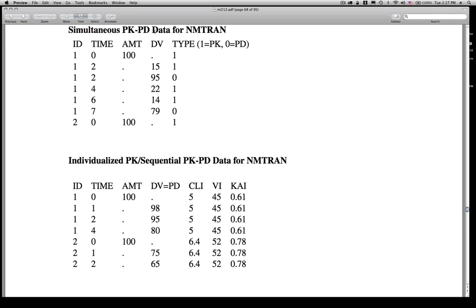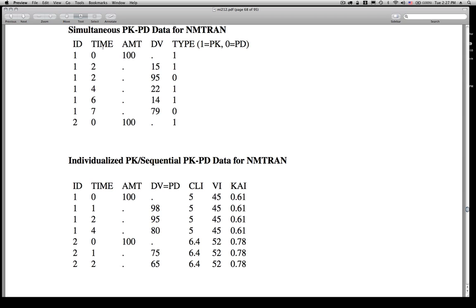If we're doing simultaneous PK/PD data, just like when we do simultaneous estimation of parent and metabolite data and urine data, for example, we have a single DV column. What's necessary, though, is that we carry with that a type indicator, which would indicate the type of dependent variable. So 1 might be PK, 0 might be PD. The rest of the data set is just about the same as always.